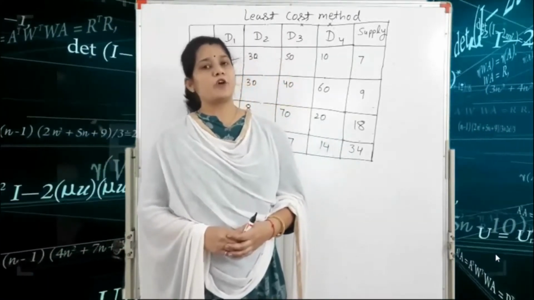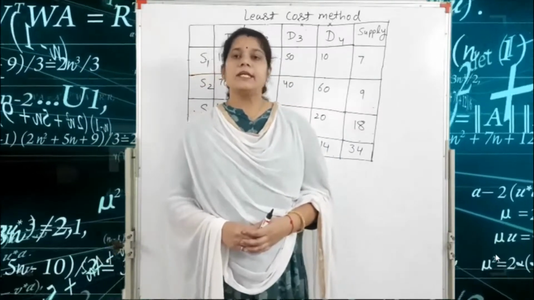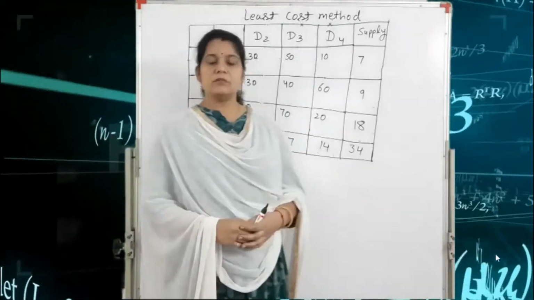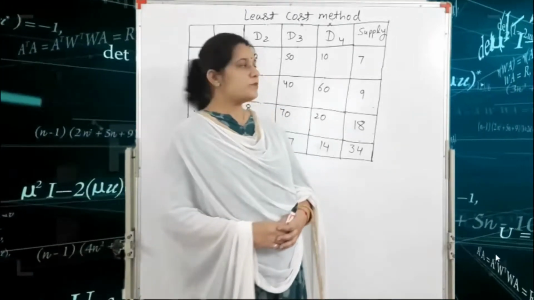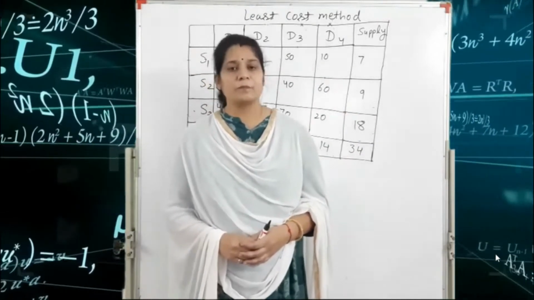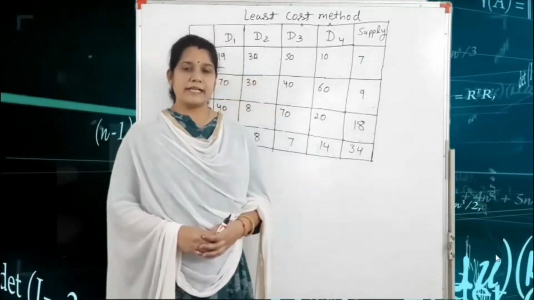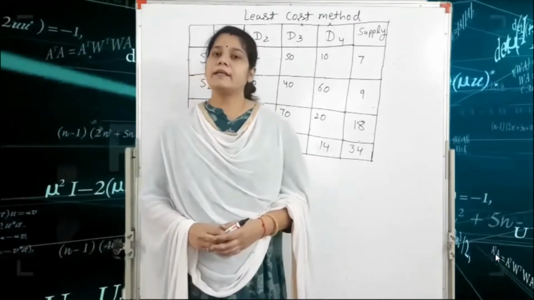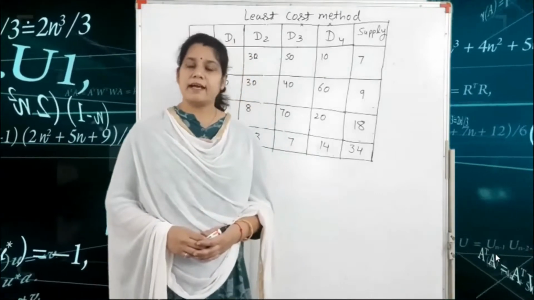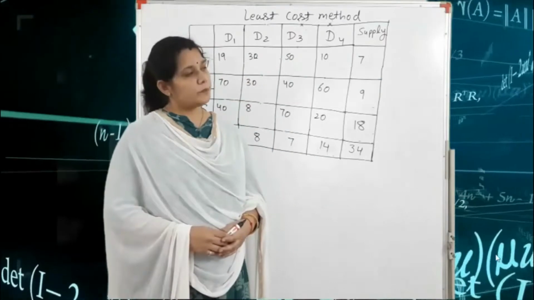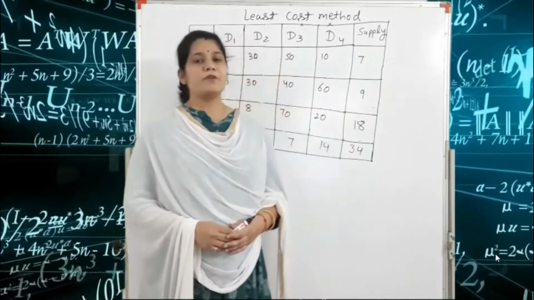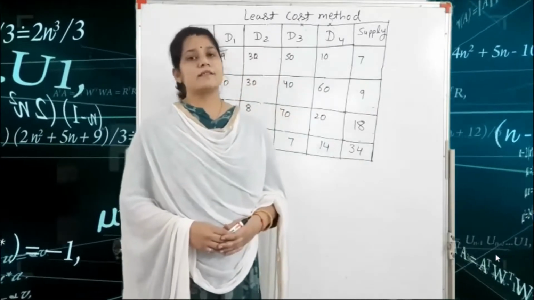Environment, and the topic is transportation problem. In the transportation problem, we have two types. Number one is the balanced transportation problem, and the second one is the unbalanced transportation problem. If supply and demand are equal, then we call it a balanced transportation problem. And if supply and demand are not equal, then this type of problem is an unbalanced transportation problem.